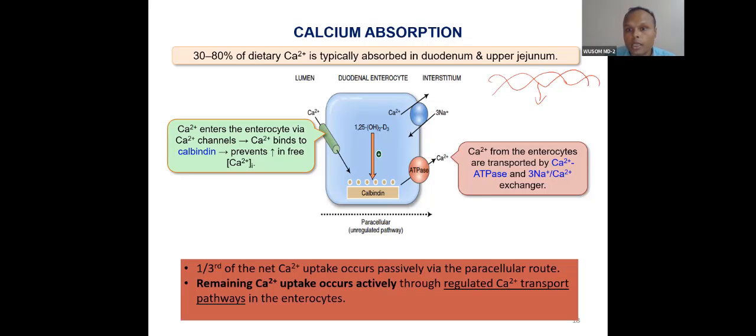It induces mRNA and then protein. And which protein does it induce? Cal binding protein. So what does this cal binding protein do? Whatever calcium is absorbed, the cal binding protein will bind this calcium. And that is how the concentration of calcium inside the cell will be low, because it is bound to the cell.